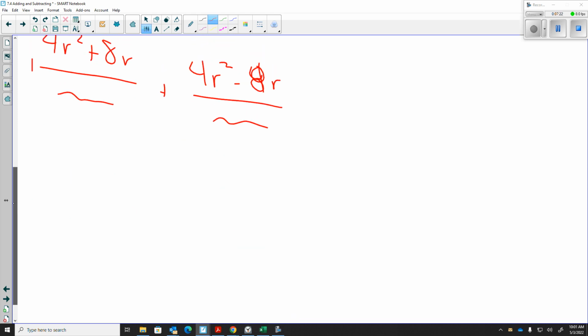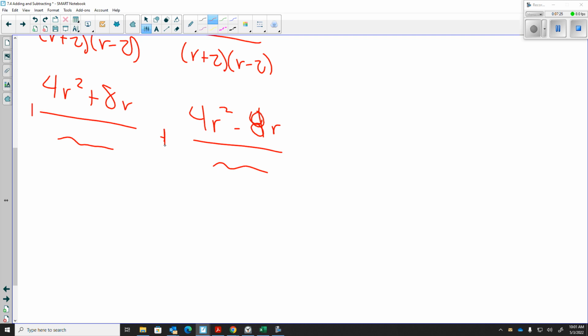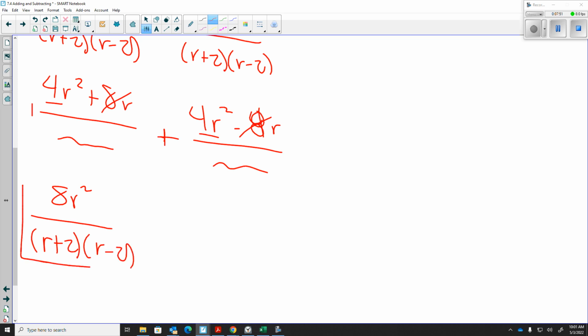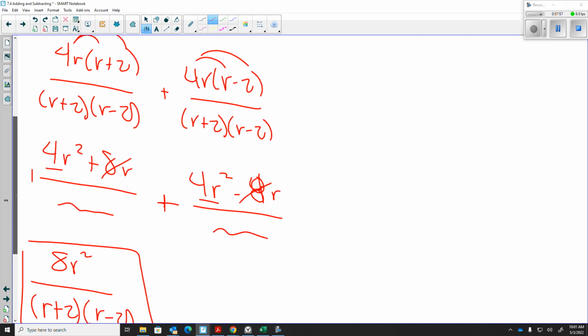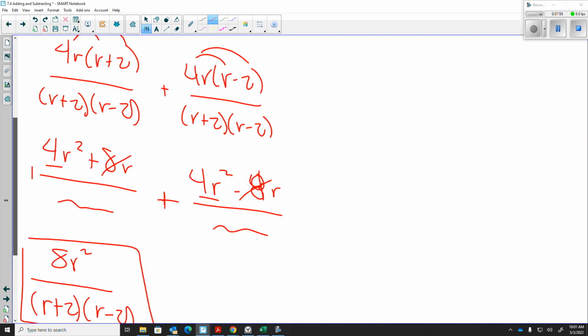All right, hey, you're adding these, right? The denominators are now the same. Once they're the same, what can you do with what's on top? Just combine them. 4r squared plus 4r squared is 8r squared. 8r plus negative 8r, what's that? So it's 8r squared over this denominator. Does that make sense? Feeling okay?